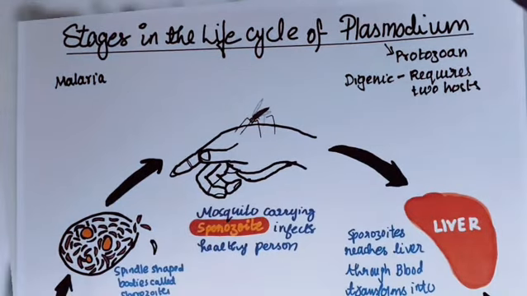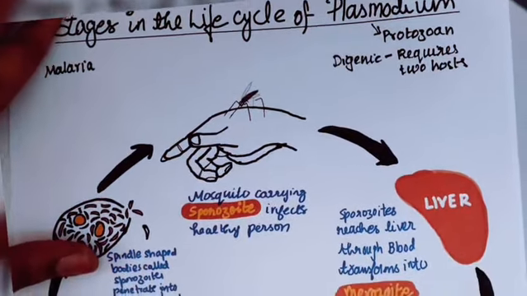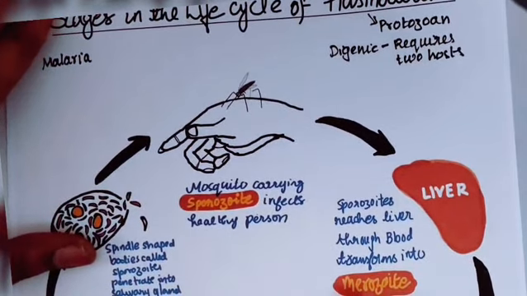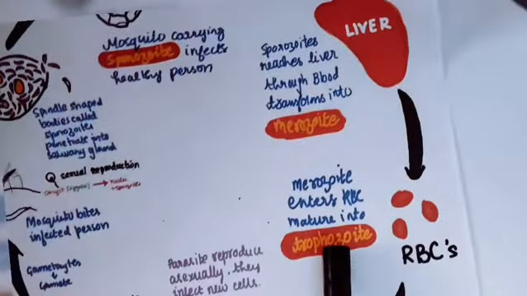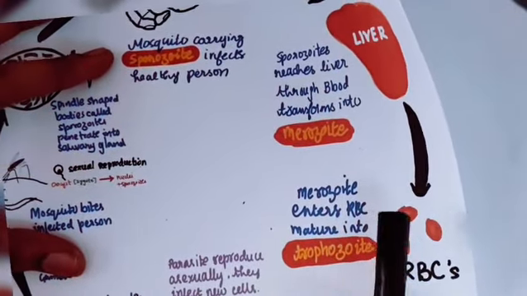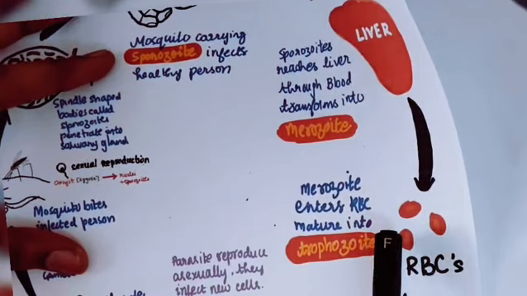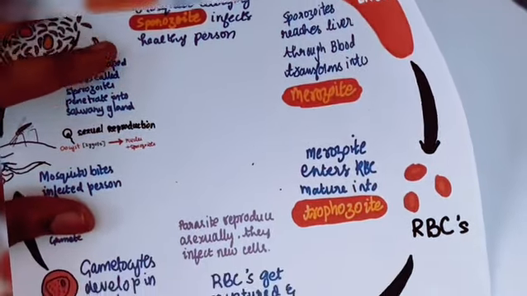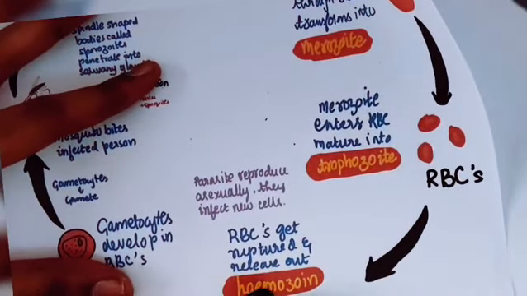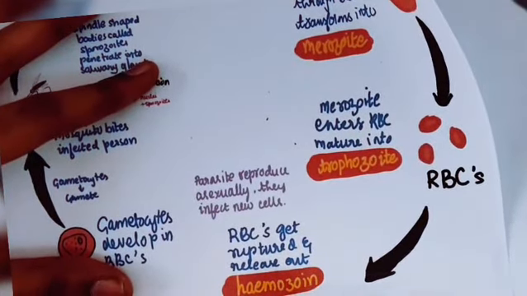First, the mosquito, which is carrying the sporozoite, infects a healthy person. This sporozoite reaches the liver through the blood and it transforms into merozoite. And later, this merozoite travels through the blood and enters the RBCs. When it comes out, it ruptures the RBC. When it ruptures, a toxic substance called hemozoin is released.